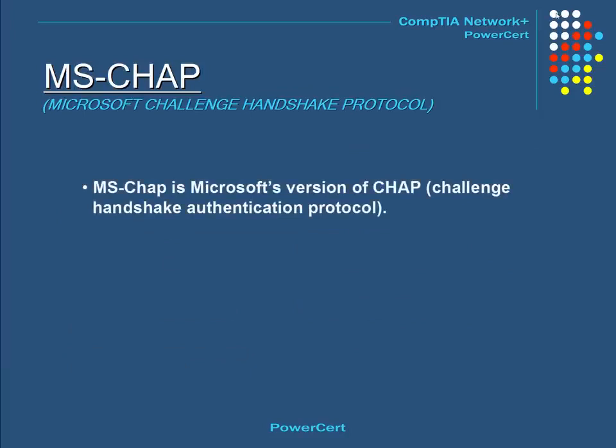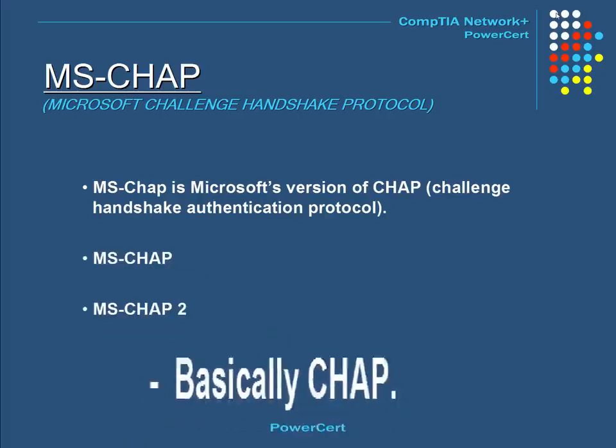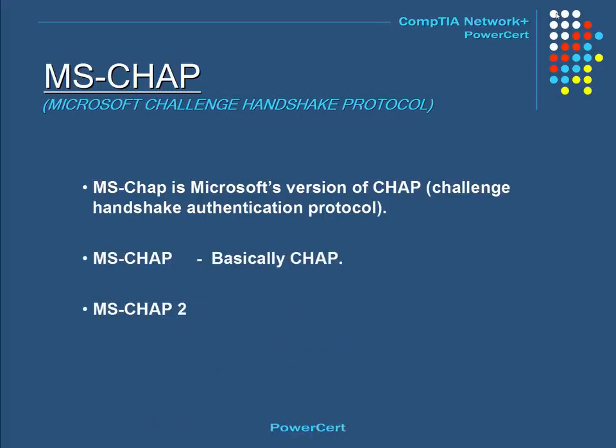Now, MS-CHAP is Microsoft's version of CHAP. There are two versions of MS-CHAP. There's MS-CHAP and MS-CHAP 2. MS-CHAP is basically CHAP, so it only authenticates the client. But MS-CHAP 2 offers mutual authentication. Both the client and the server are authenticated, so it's more secure.